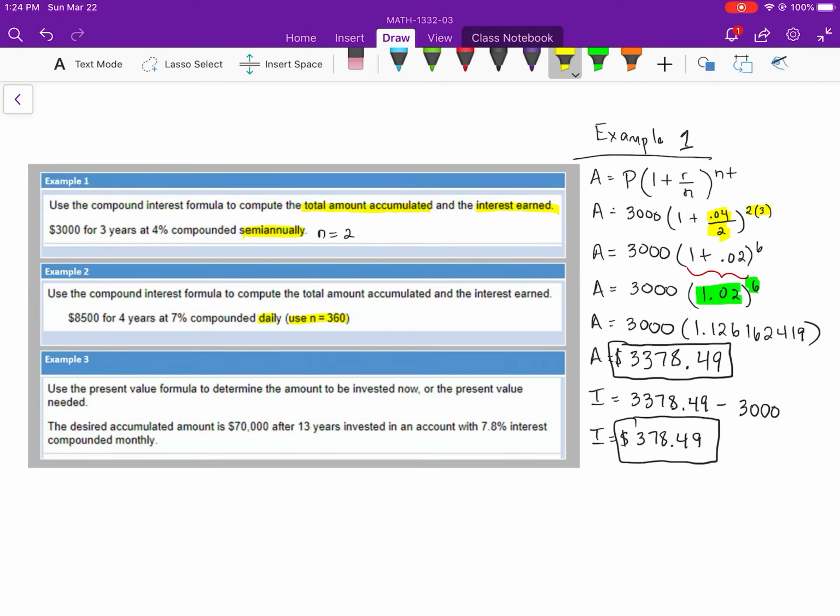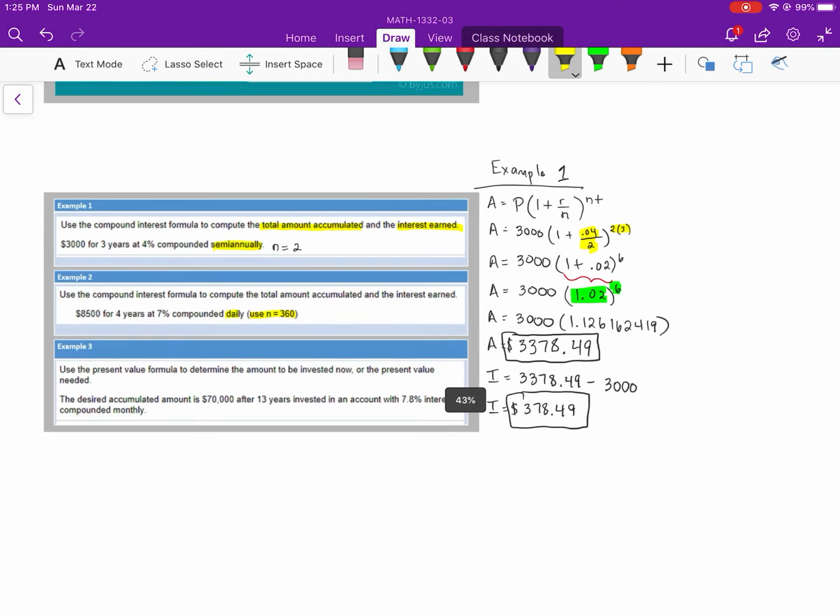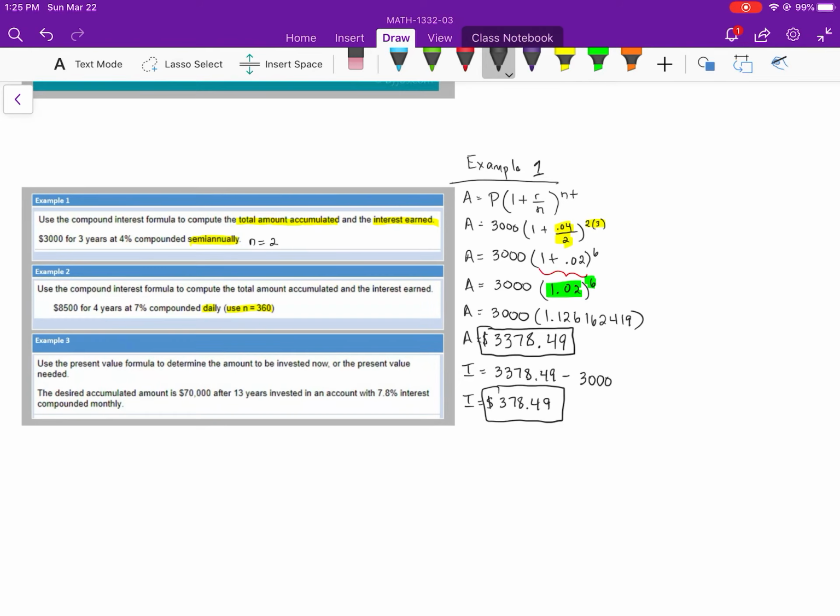All right, but it ties back to lesson 10.2 when we use the banker's rule. Bankers always use 360 when they talk about compounding interest daily. They always use 360 and not the traditional 365. All right, so we see the principal here is 8,500. My time is 4 years. My rate is 7%. Okay, so everything is still in the same order. I just wanted to talk briefly about that compounded daily. All right, so let me zoom out just a little bit here. There we go. All right, so we're going to put example 2 right out here.